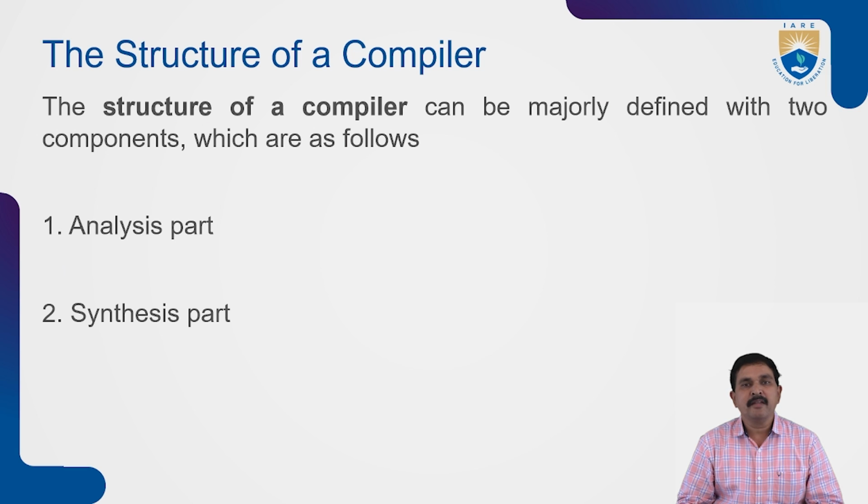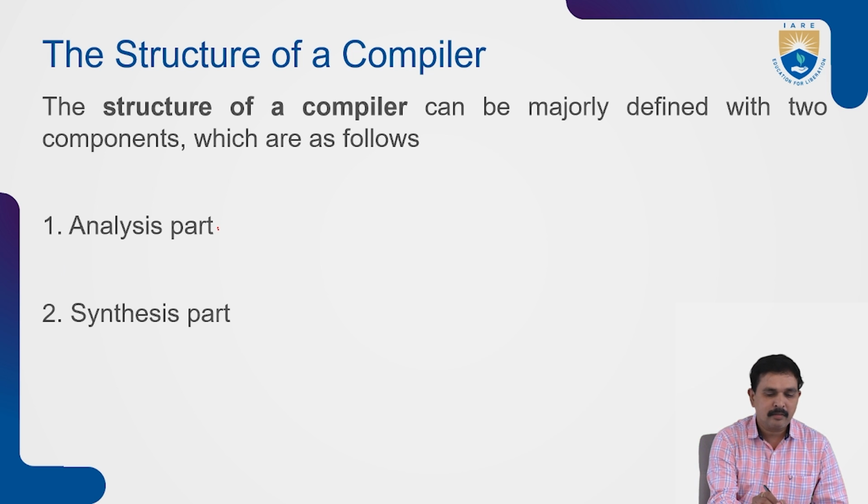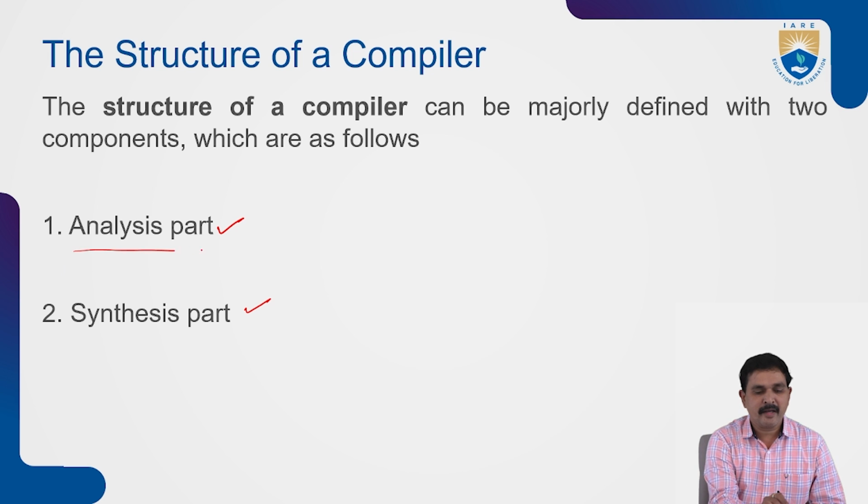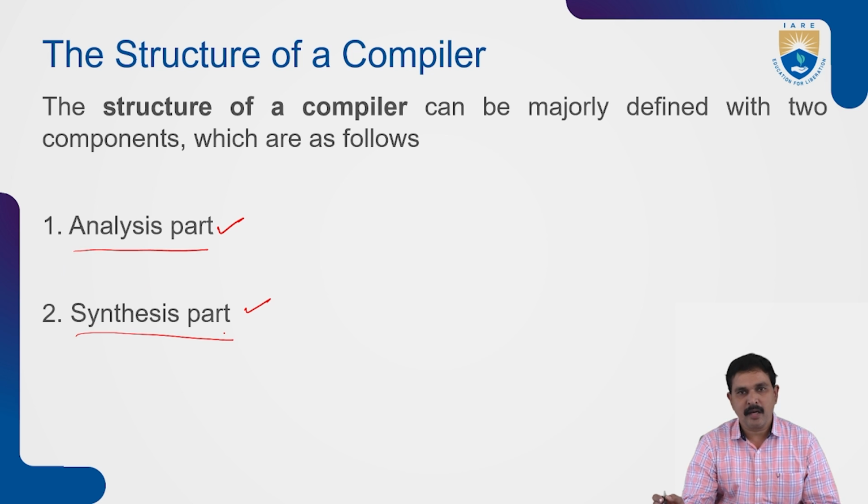Previously, we have seen what the phases of the compiler are. We have seen a total of 7 phases. These 7 phases can be divided into 2 parts, which are the analysis part and the synthesis part. Whatever phases of the compiler you learned previously can be divided into these 2 parts only. Majorly, we define these 2 parts as the analysis part and the synthesis part.